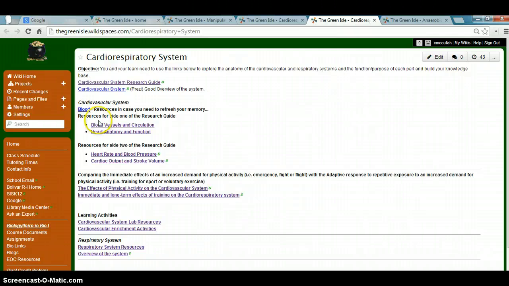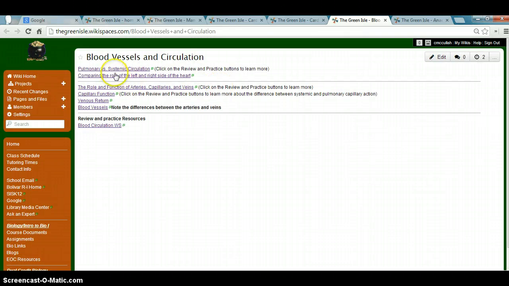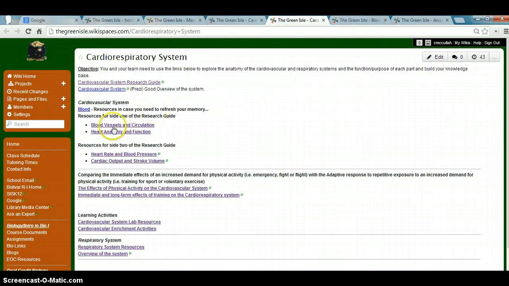But here's where you get to the meat of it. First part of it is going to be about blood vessels and circulation, heart anatomy and function. So click on these links. A lot of them get into the detail of it. These should correspond with the research organizer as well. So work through there. Don't worry about this part of it.